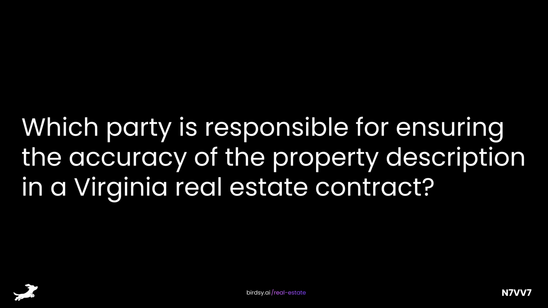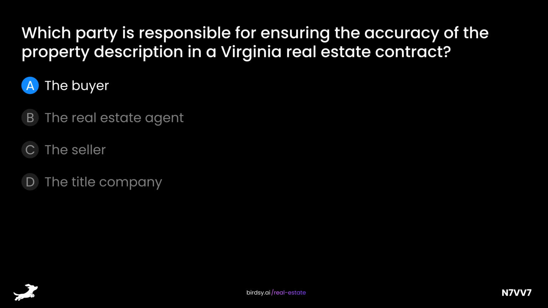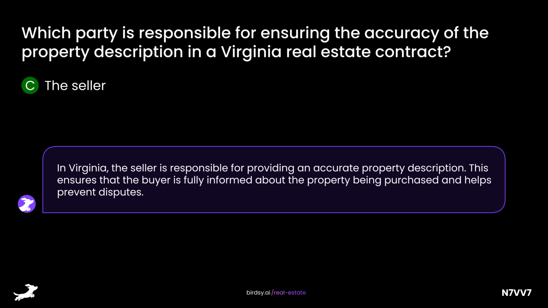Which party is responsible for ensuring the accuracy of the property description in a Virginia real estate contract? Is it A, the buyer, B, the real estate agent, C, the seller, or D, the title company? The answer is C, the seller. In Virginia, the seller is responsible for providing an accurate property description. This ensures that the buyer is fully informed about the property being purchased and helps prevent disputes.